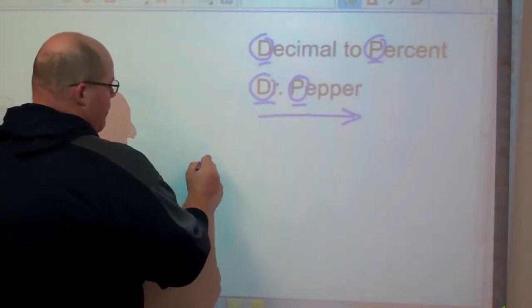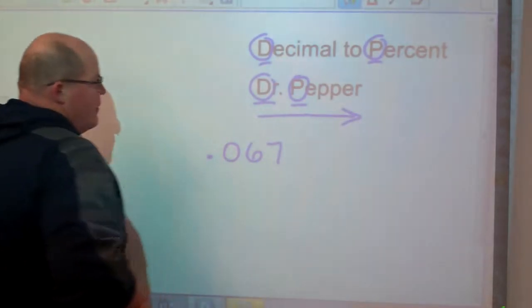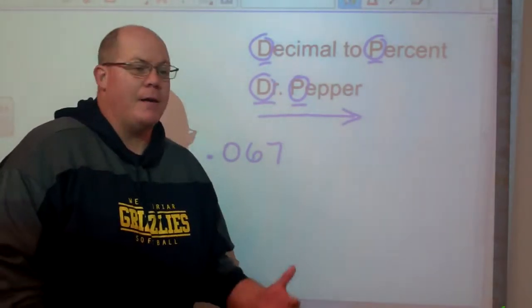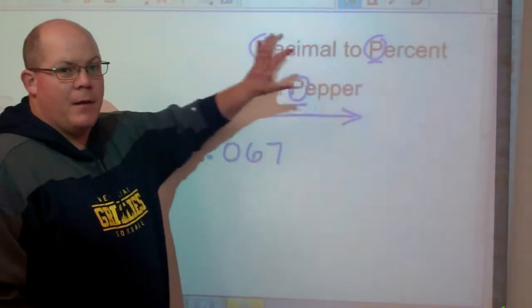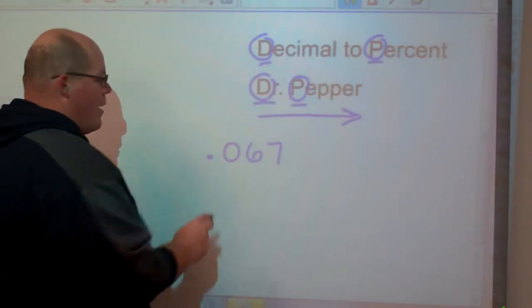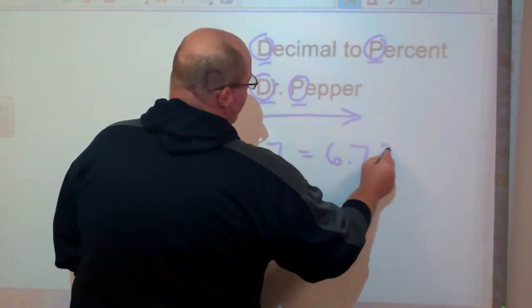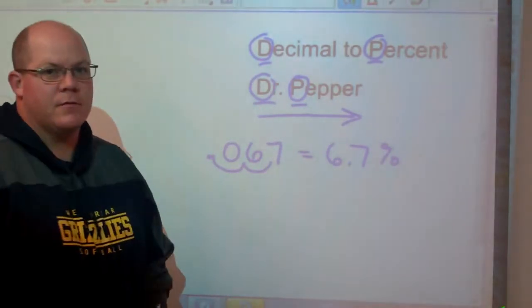Let's say we had 0.067 is my decimal. Again, I'm going from decimal to percent. I'm going from doctor to pepper. I'm moving 2 decimal places left to right. 1, 2 equals 6.7%.